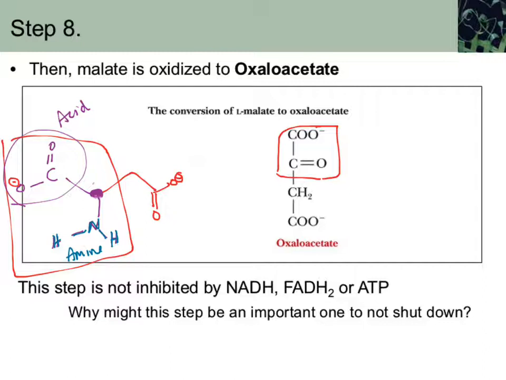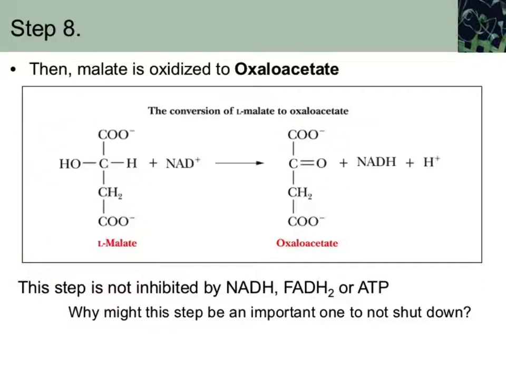Do we need amino acids for anything? Yeah, like making our peptides, making our proteins, which are enzymes, which conveniently are used in doing all of the citric acid cycle. Oxaloacetate is a very important intermediate molecule in the process of amino acid synthesis. So why do I limit or not limit this step?